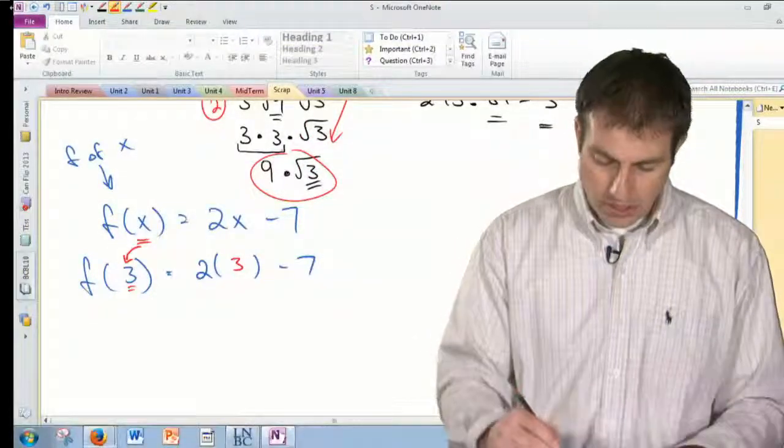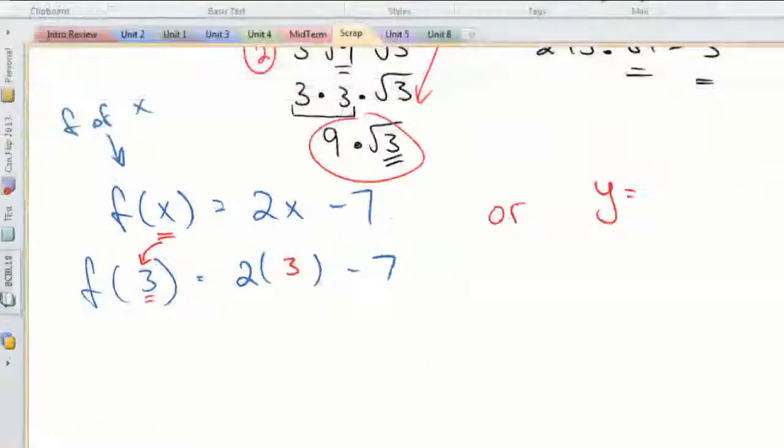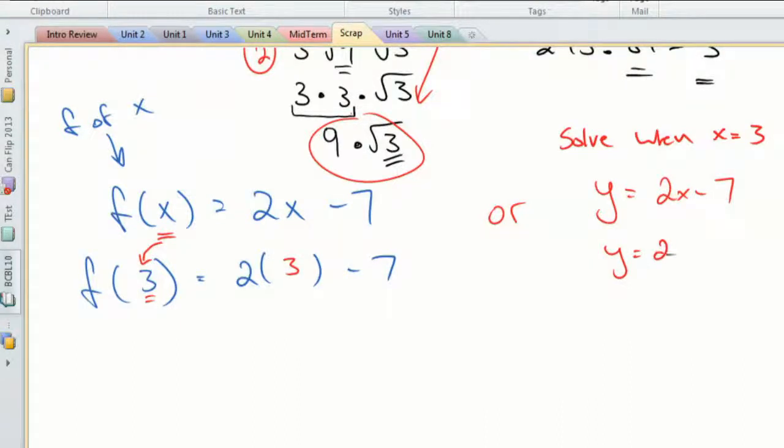If you don't need to write this down, you can think of it this way. y is equal to 2x minus 7. You've done questions like this before, and someone says, solve when x is equal to 3. And you say, okay, y is 2 times 3 minus 7. It's the same question you guys have done before, except we're just changing what it looks like. So let's find f of 3. We'll just continue on. 2 times 3 is 6 minus 7. f of 3 is negative 1.